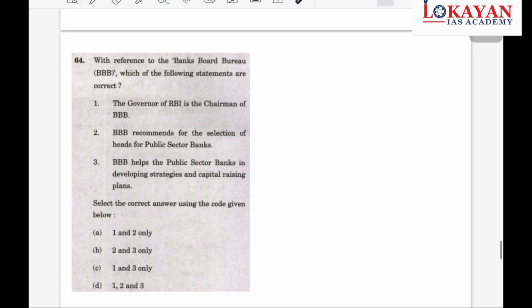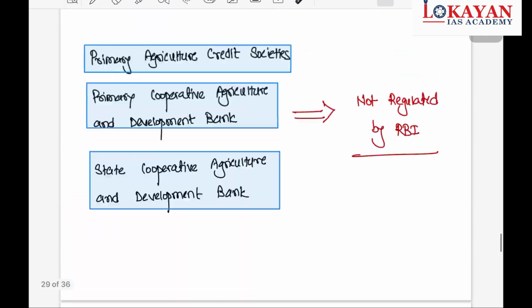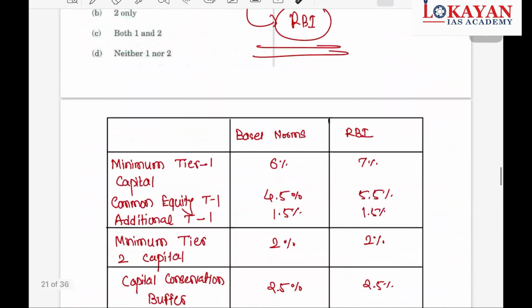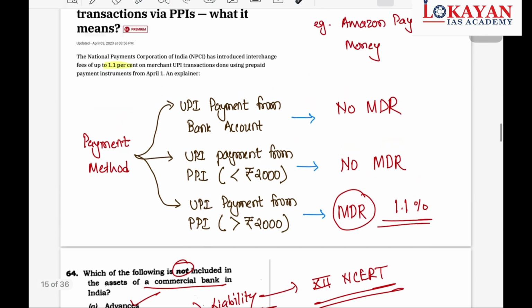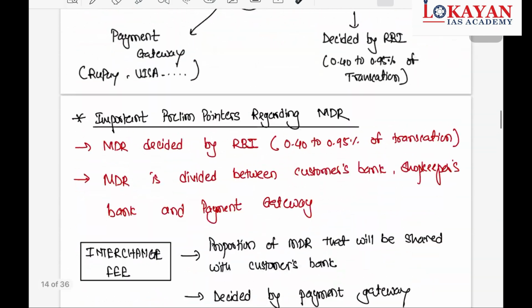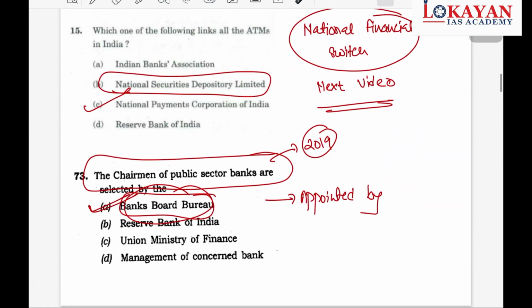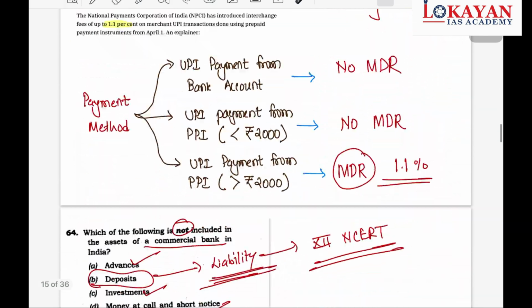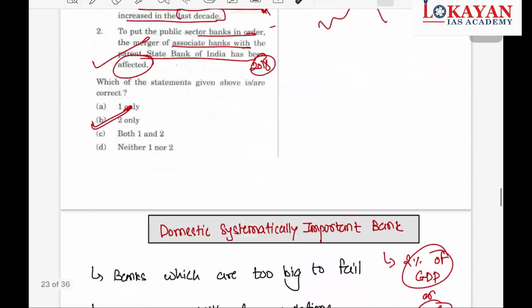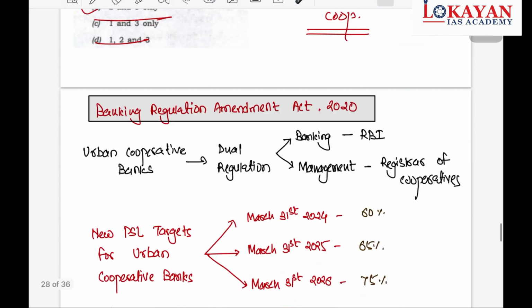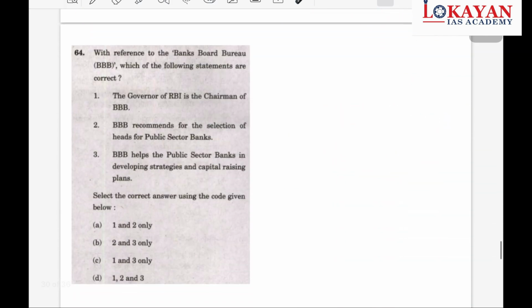Okay, see this 2022 question. This is on the Bank Board Bureau. Okay, we just discussed a question regarding the Bank Board Bureau. Here in 2019 you can see how simple the question was. Chairman of public sector banks are selected by the Bank Board Bureau. Now since it was asked in 2019, UPSC further asked a question on the same theme, that is the Bank Board Bureau.